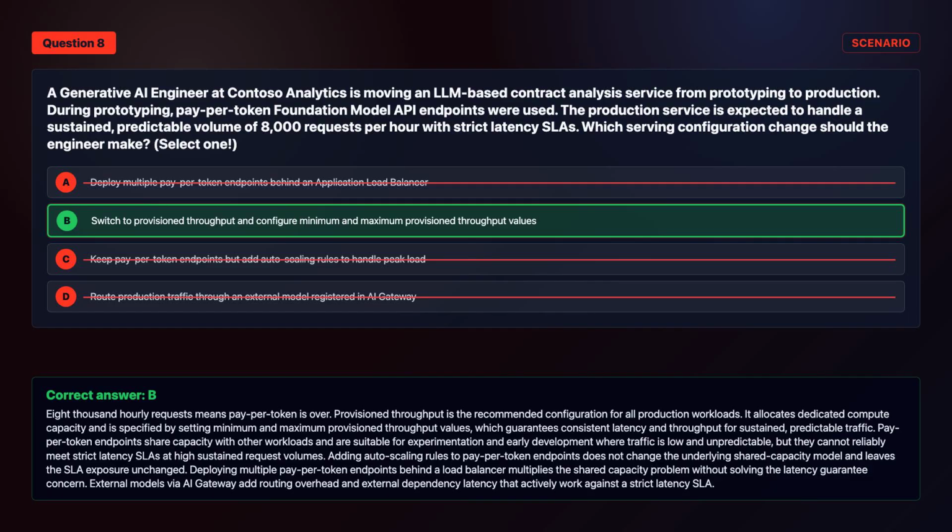Pay per token endpoints share capacity with other workloads and are suitable for experimentation and early development where traffic is low and unpredictable, but they cannot reliably meet strict latency SLAs at high sustained request volumes. Adding auto-scaling rules to pay-per-token endpoints does not change the underlying shared capacity model and leaves the SLA exposure unchanged. Deploying multiple pay-per-token endpoints behind a load balancer multiplies the shared capacity problem without solving the latency guarantee concern. External models via AI Gateway add routing overhead and external dependency latency that actively work against a strict latency SLA.